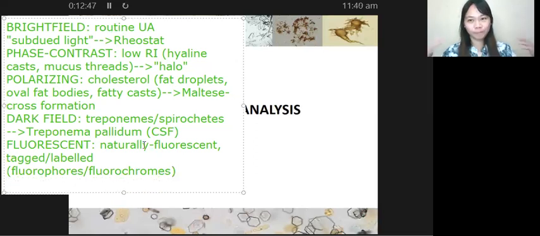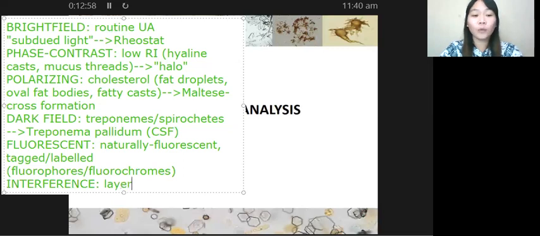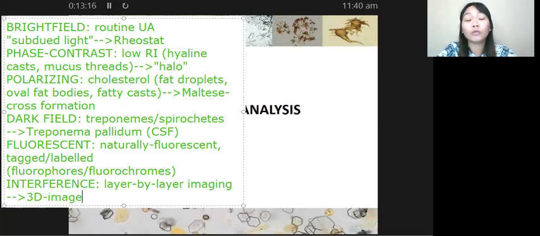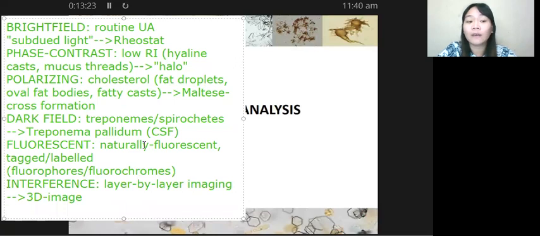All right, and then the last one, we have your interference microscope. Take note that your interference microscopy is otherwise referred to as your layer by layer imaging, which allows us to provide a three-dimensional image as compared to the two-dimensional image provided by the other microscopes. So that is what makes your interference contrast microscope unique and different from the other microscopes. It does not provide just a 2D image. It provides a three-dimensional image, okay?